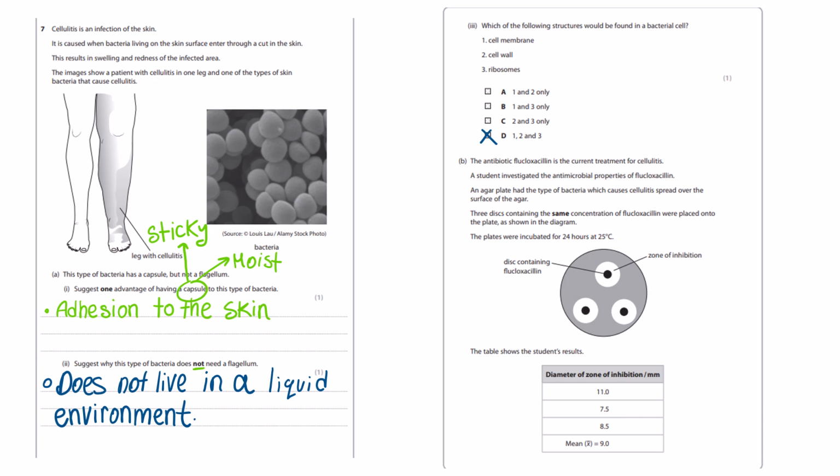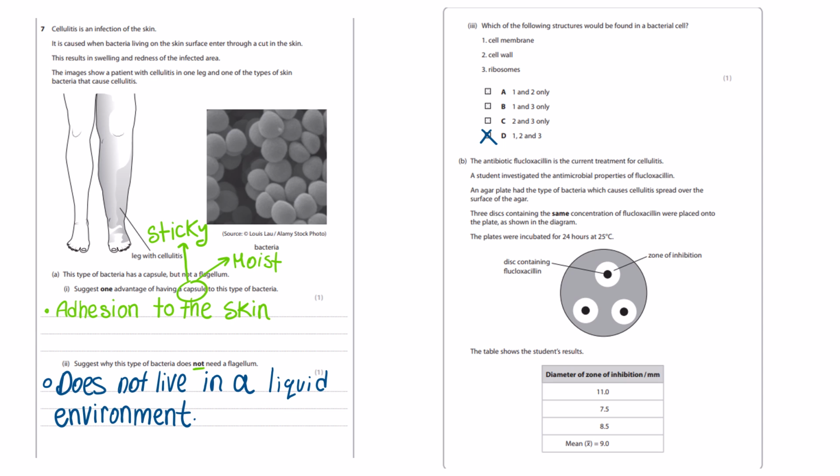Okay, question double I. Suggest why this type of bacteria does not need a flagellum. Okay, this question mentioned and told you that it lives on the skin. It does not live in a liquid environment. So it's going to need to have legs, if it lives on the skin, but it's not going to have a flagellum. But obviously it doesn't have legs. Okay, so just simply state, does not live in a liquid environment.